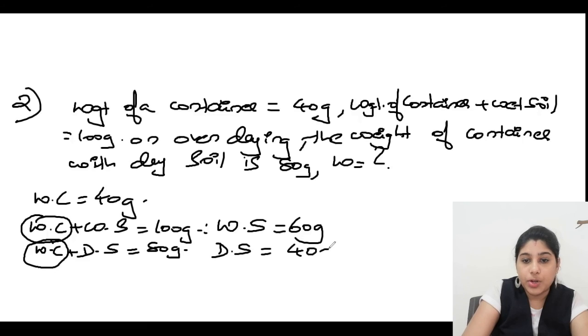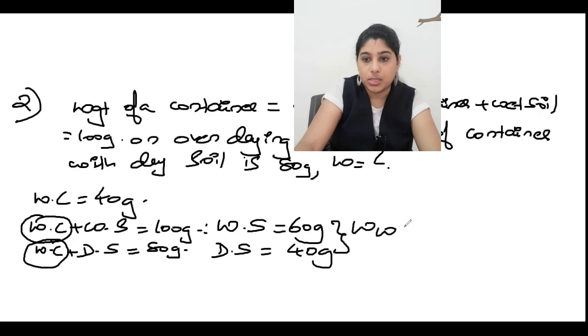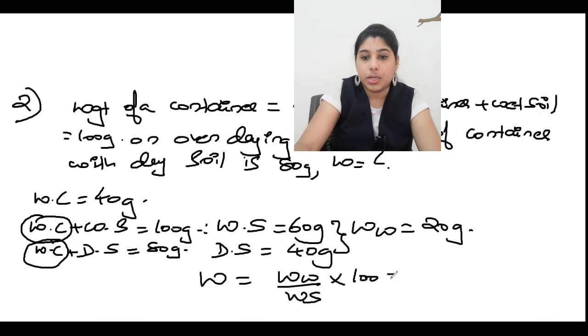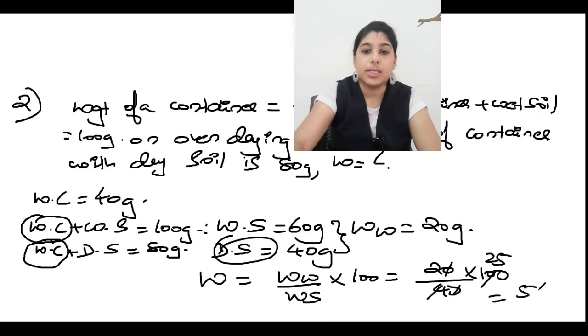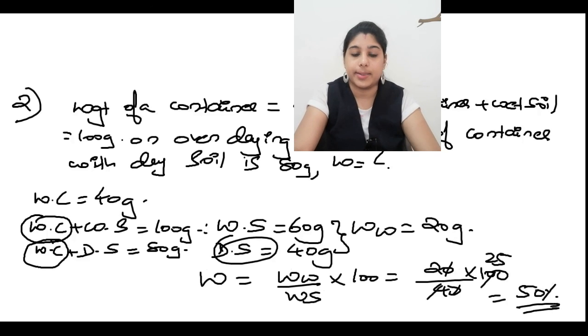So what is the difference between dry soil and wet soil? So we will get the water. What is the weight of water? We will get the difference is 20 grams. And what is moisture content or water content? It is a ratio of W_w by W_s into 100. So what is W_w? 20. What is W_s? That means dry soil weight. It is 40 into 100. So it will be 0.5, that is 50 percent is the water content or the moisture content.